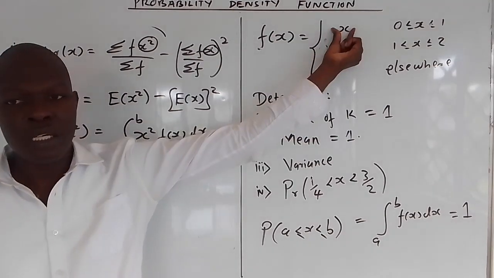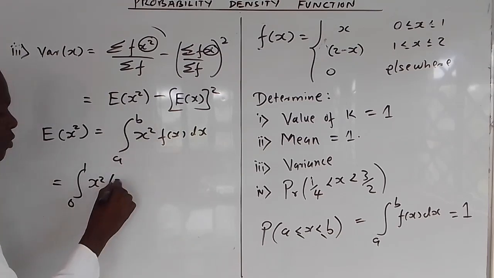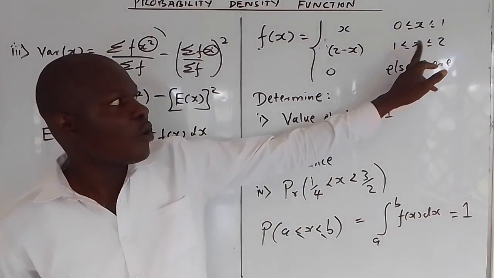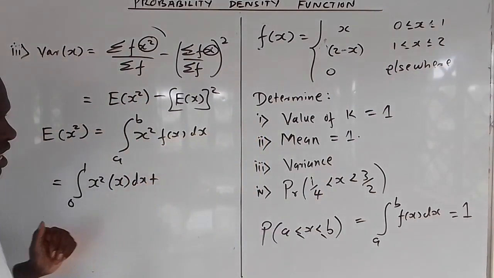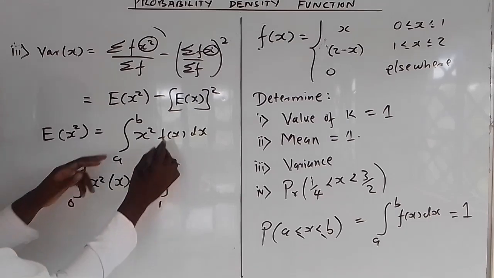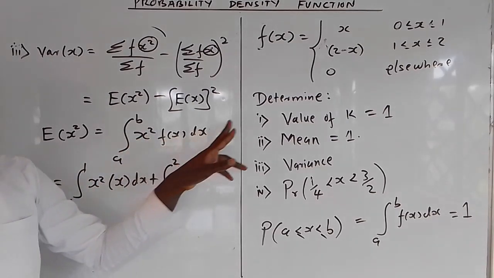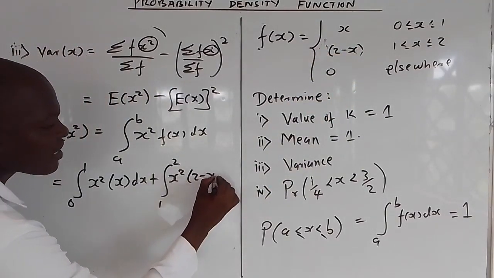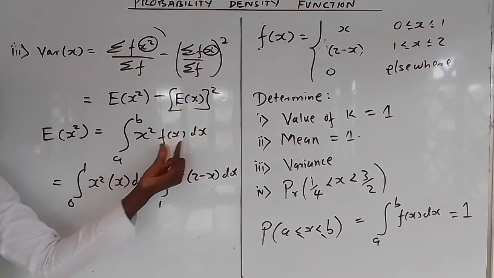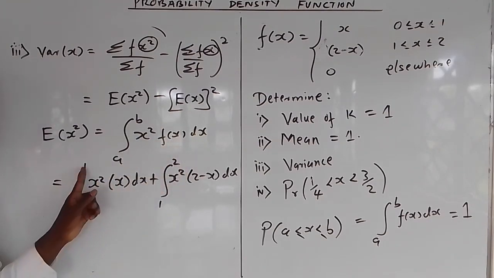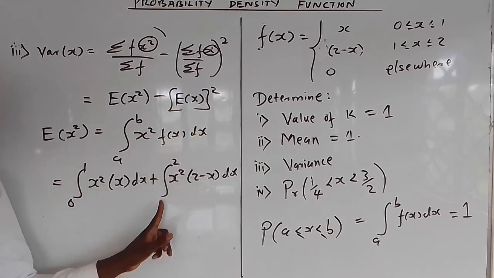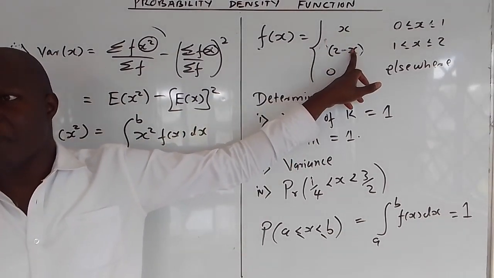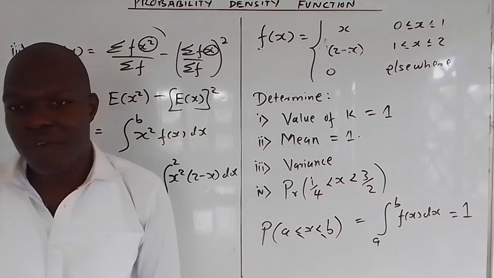And f of x is what? Is x between 0 to 1, then you have dx. Then plus between the interval 1 to 2, you have x squared f of x. But what is f of x between this interval? f of x is 2 minus x, then dx. So you have x squared f of x between the interval 0 to 1, and x squared f of x between the interval 1 to 2. Meaning f of x has different definitions in this given probability density function at given intervals.